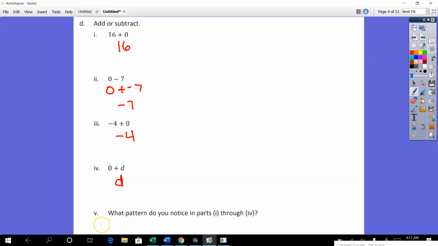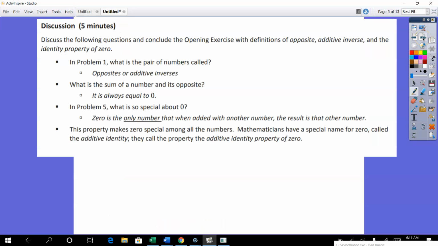So 0 plus a number is equal to that number. Okay. So when we're looking at problem 1, what are the pair of numbers called? When we looked at that, we said they're opposites or they're additive inverses. What is the sum of the number and its opposite? It's always equal to 0. So opposites and additive inverses always equal 0.